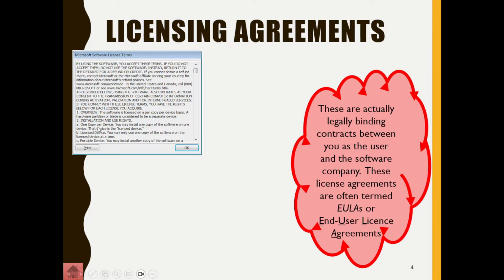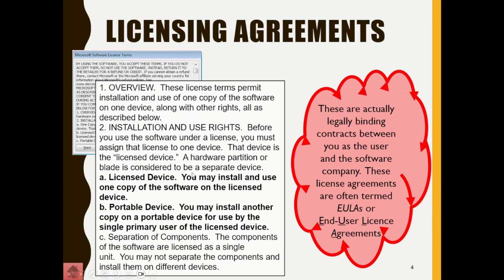2A, one copy per device. You may install one copy of the software on one device. That device is the licensed device, which means if you install it on more devices, you're performing an illegal action. Okay, just saying.